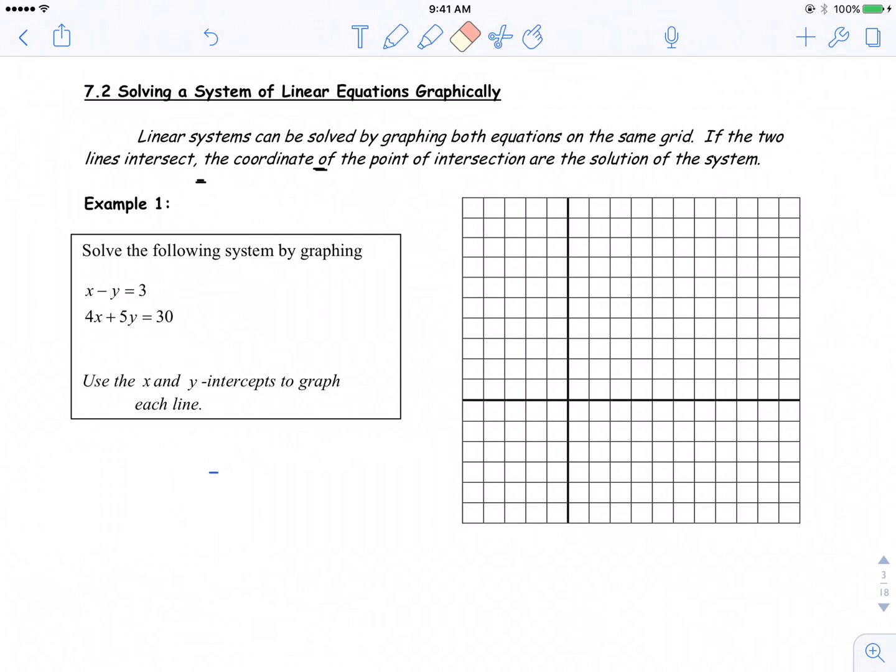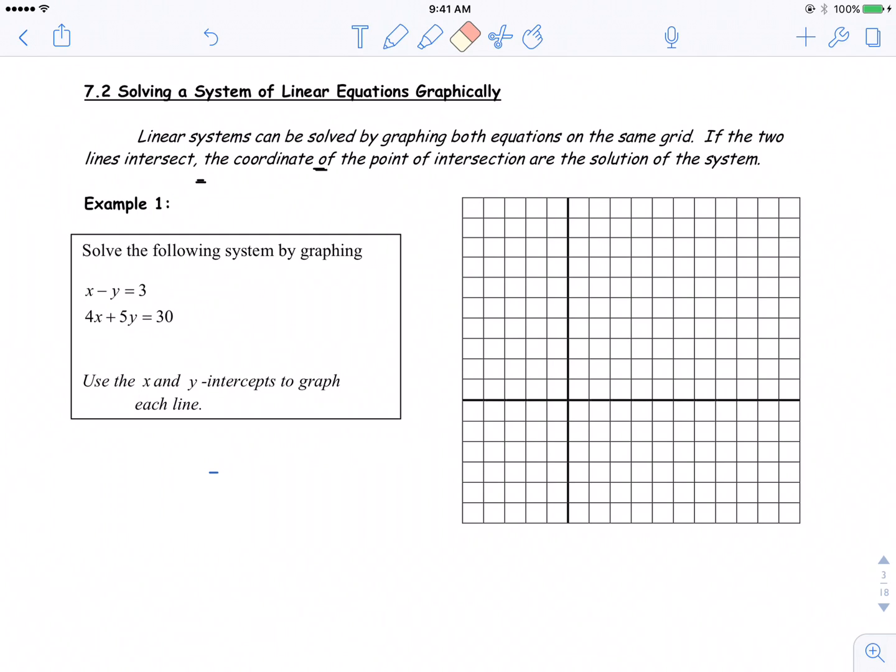So now that we've had lots of practice at creating systems of equations from word problems, let's have a look at solving those systems, first of all by graphing. Linear systems can be solved by graphing both equations on the same grid. If the two lines intersect, the coordinates of the point of intersection are the solution to the system. In simple terminology, it means where the two lines cross, that's the solution.